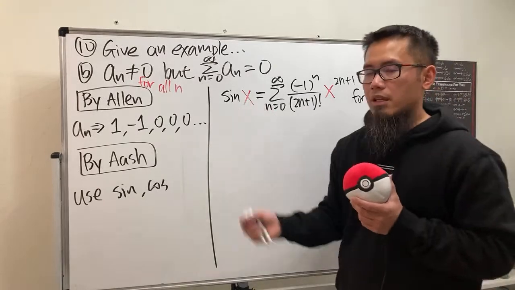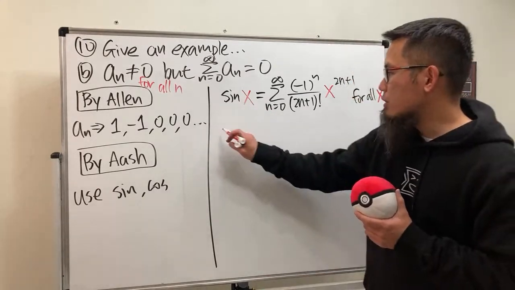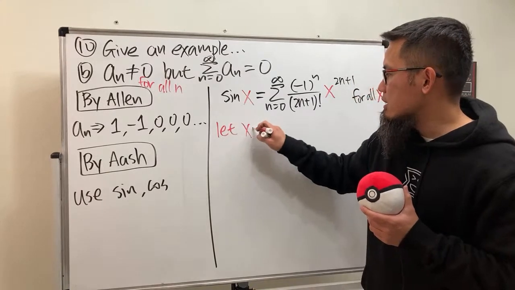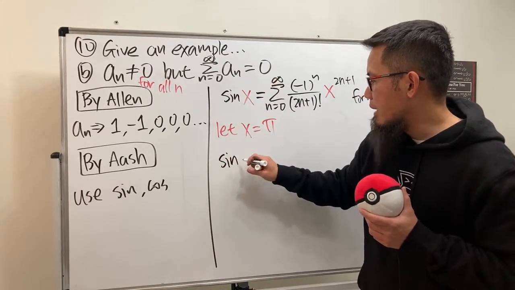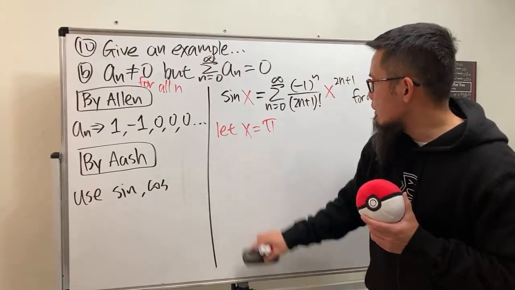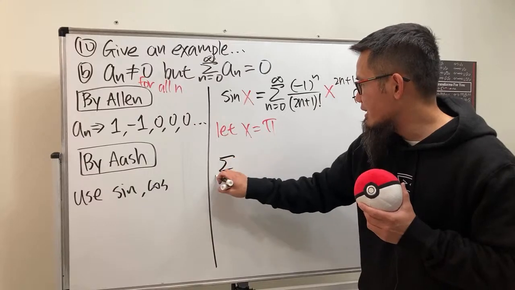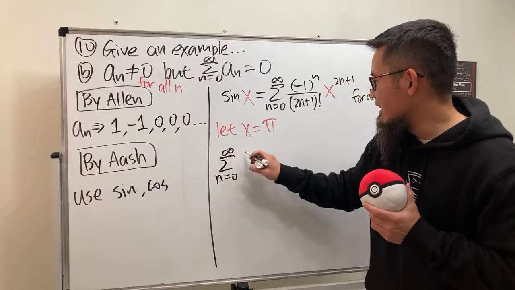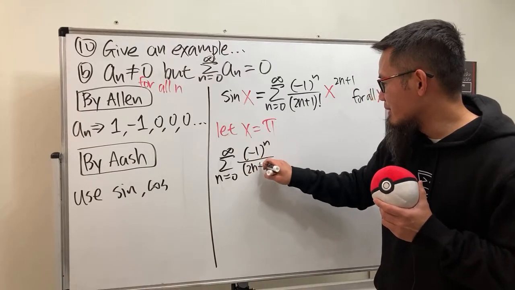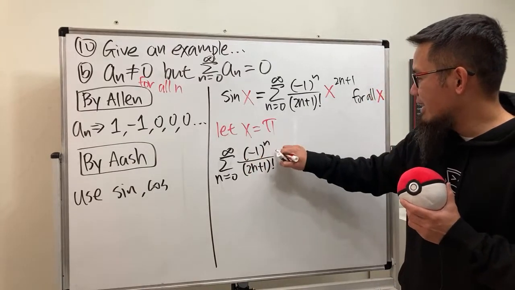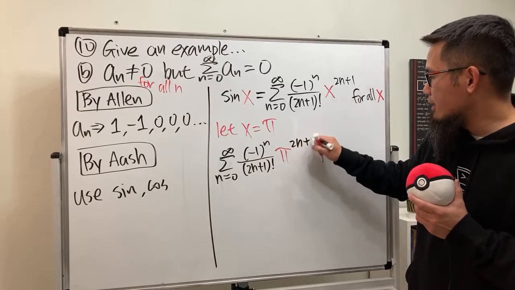And you just have to think about sine of what will be 0? Sine of pi will be 0. So I just have to put down let x equal to pi, and then we will get sine of pi. But perhaps I will just write this down here first. You will see that the series as n goes from 0 to infinity, negative 1 to the n over 2n plus 1 factorial, and then you have pi raised to the 2n plus 1.